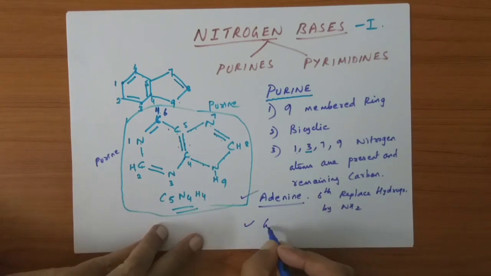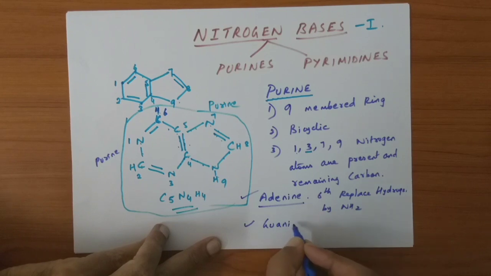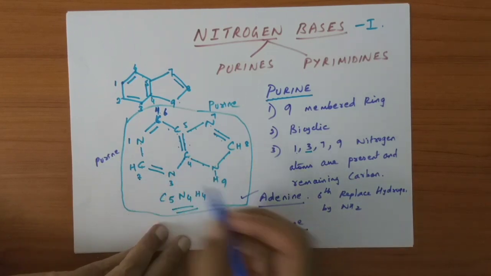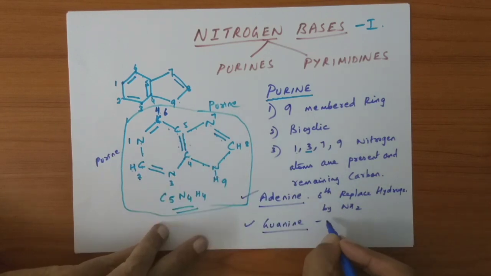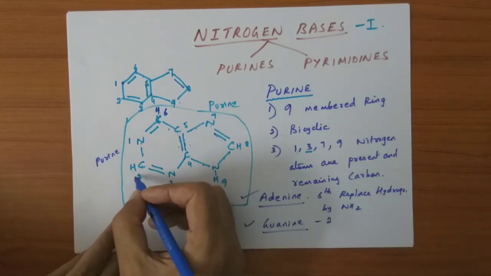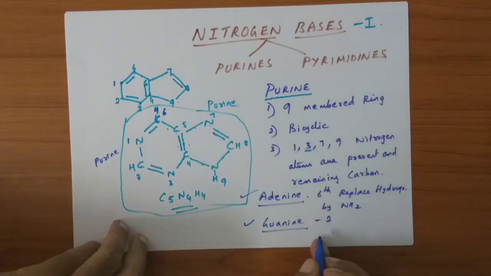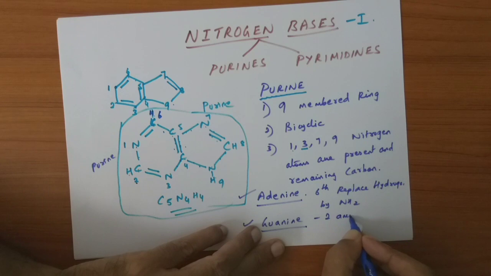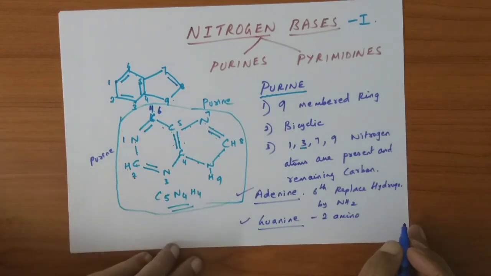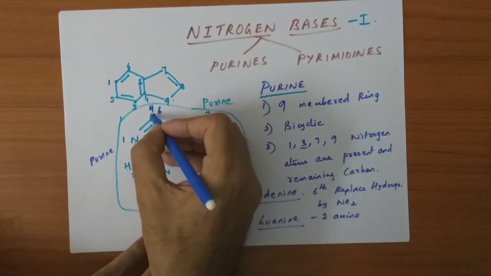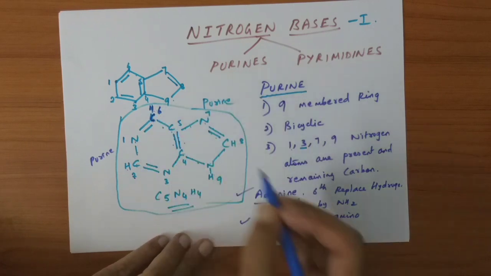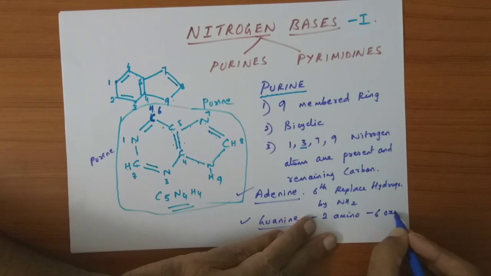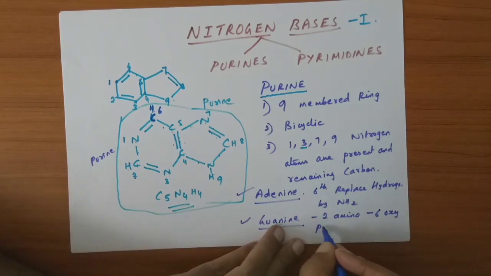Then the second structure will be guanine. For guanine, in the second position, instead of this hydrogen, you have to replace it by an amino group, so we call it 2-amino. And in the sixth position, the hydrogen is replaced by oxygen. So it is 2-amino 6-oxy purine.